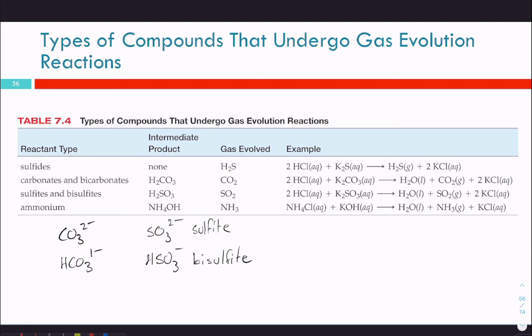The last one is a little bit different, where we have ammonium. Ammonium is the NH4+. So that ammonium reacting with a base now, so potassium hydroxide in this case, and you'll get ammonia as the final gas. I'll write that out. NH3 is ammonia.